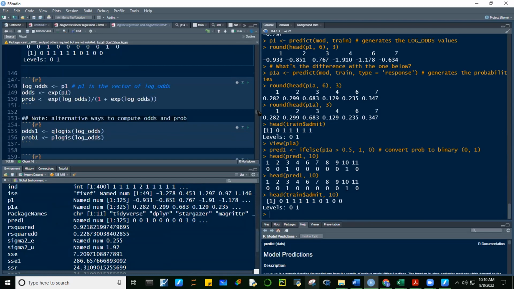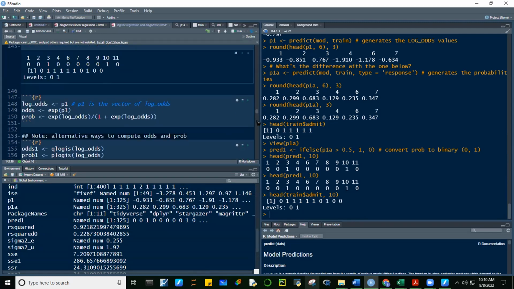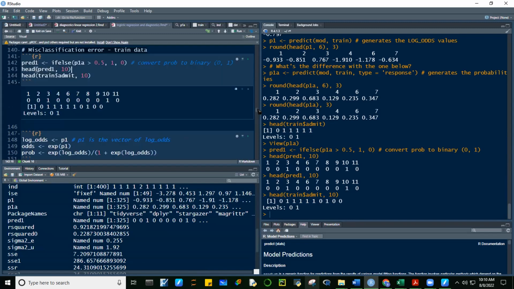Okay, what did we do here? Okay, this is another way, guys, to solve it. So if you recall, si P1 natin is, ano ba si P1 natin? Ito, no? Ito yung log odds natin.